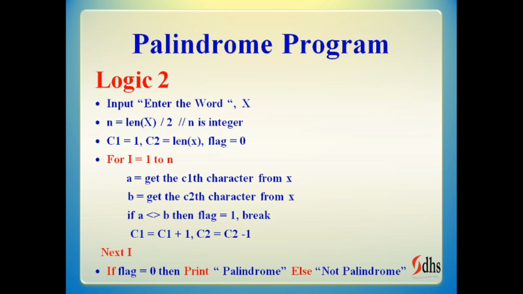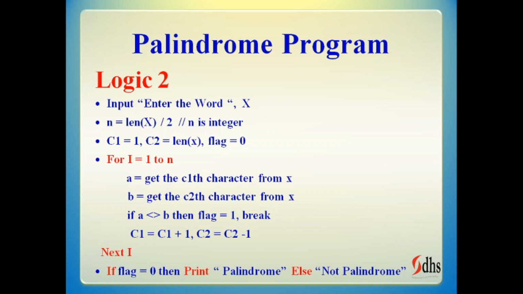You check it with madam. Here in madam, same 5 characters only. Inside the loop, 2 comparisons only. A will be M, B also will be M. It checks whether A is not equal to B. No, it is equal, so it will not go to the then part. It will come here, C equal to C plus 1. That means it will be incremented. Counter 1 is incremented from 1 to 2, and counter 2 from 5 will be decremented to 4.